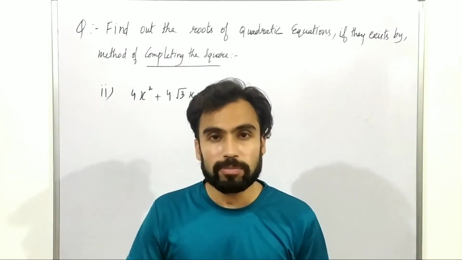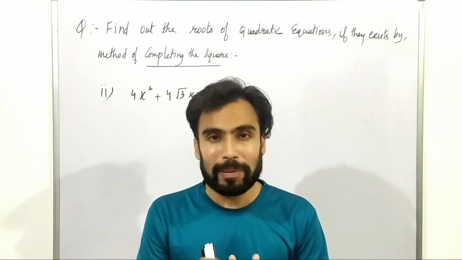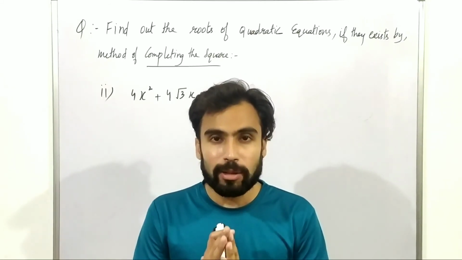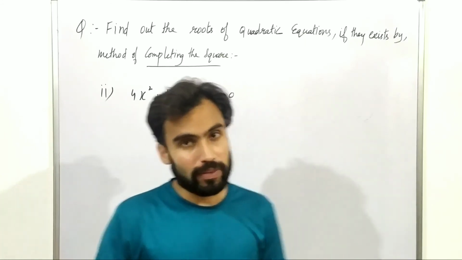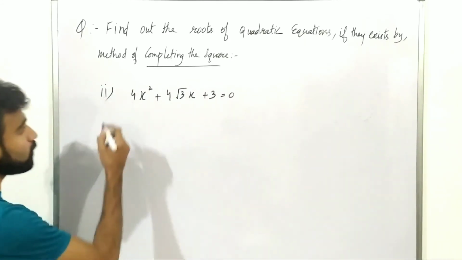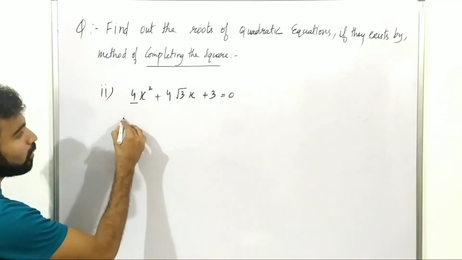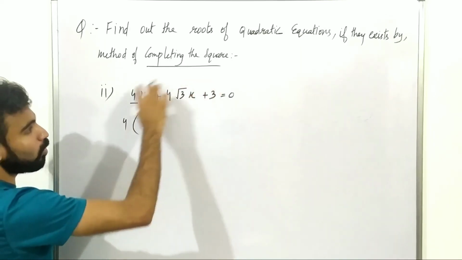So students, now I'm taking one last equation and trying to find the roots of that equation by the completing the square method, so that it will be easy for you to apply this method. Now this is the equation given to you. The first step, remember, is to make the coefficient of x square 1, and for that you have to take this 4 common from this whole equation.